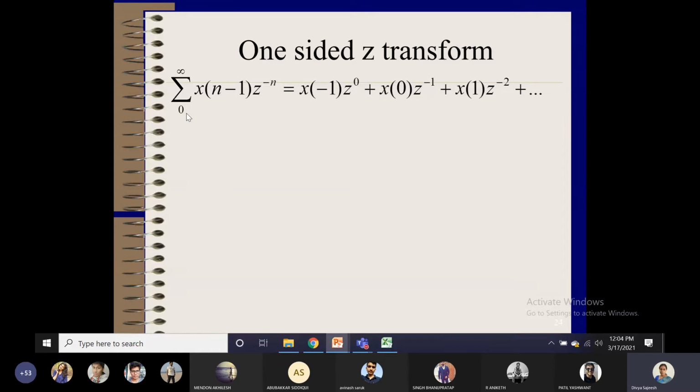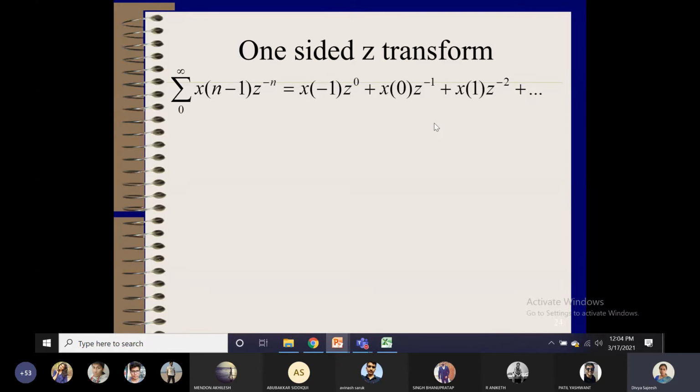So n equal to 1. If I put n equal to 1 here, 1 minus 1 will become 0. So the next term will be x of 0 and z raised to minus 1. Similarly, the next term will be n equal to 2, so 2 minus 1, so it is x of 1, z raised to minus 2. Like that it will be expanded till infinity.